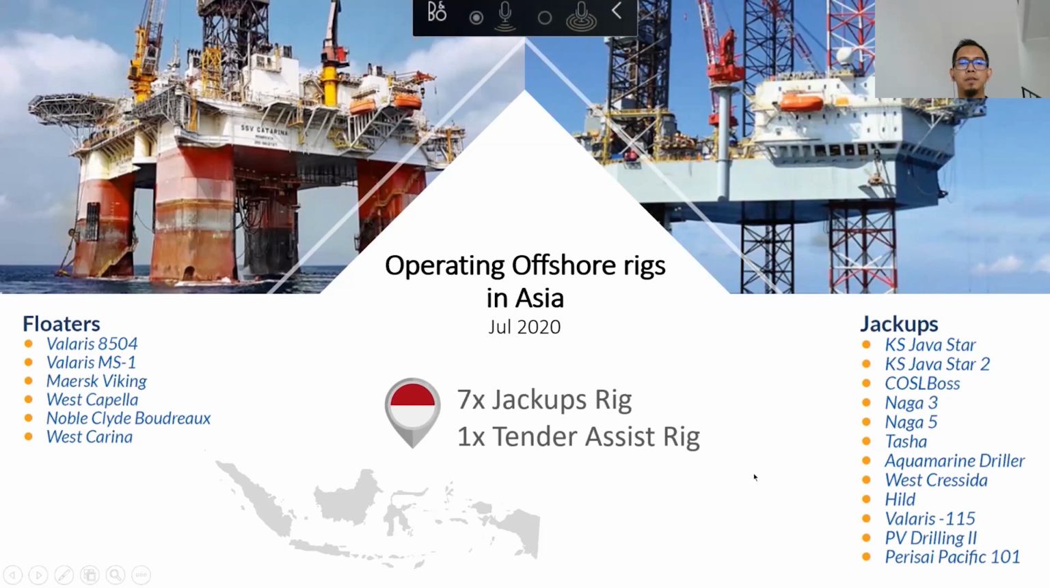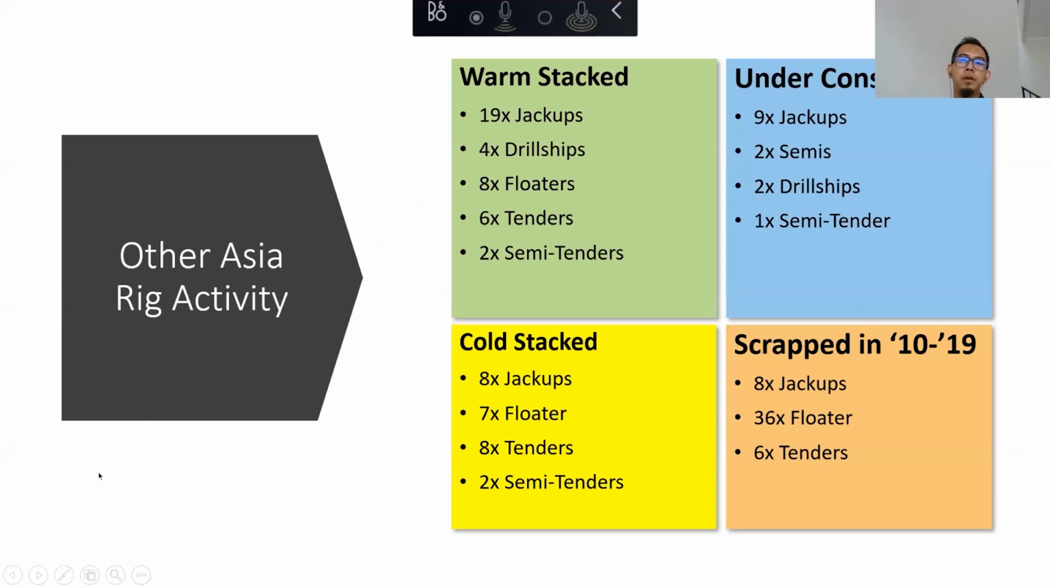However, there are a lot of other rigs that are not in a good condition. Maybe the contract runs out, and they are warm stacked. We have 19 jackups and 4 drill ships in Asia right now under construction. Yes, they do still fabricate rigs, maybe to fulfill commitments agreed before the pandemic and the second downturn in 2020. And 8 jackups are in cold stack and around 8 jackups have been scrapped in the past 9 years. So these are all the statistics that I got from Restart Energy.